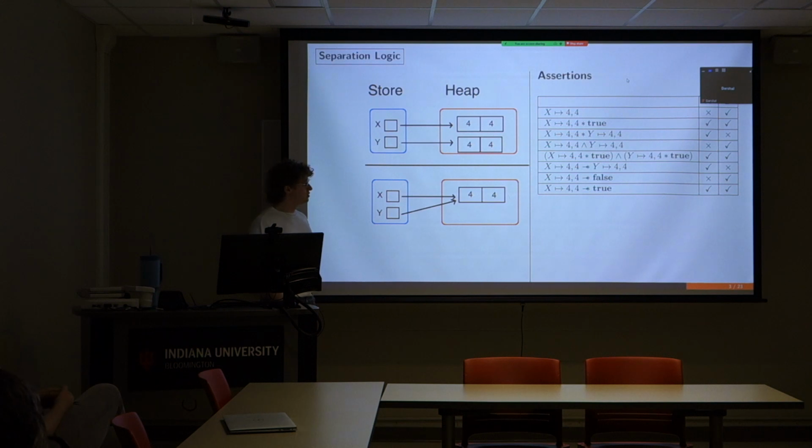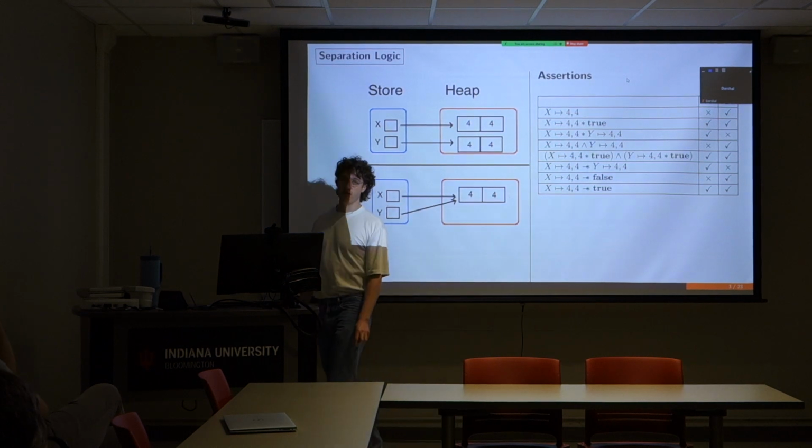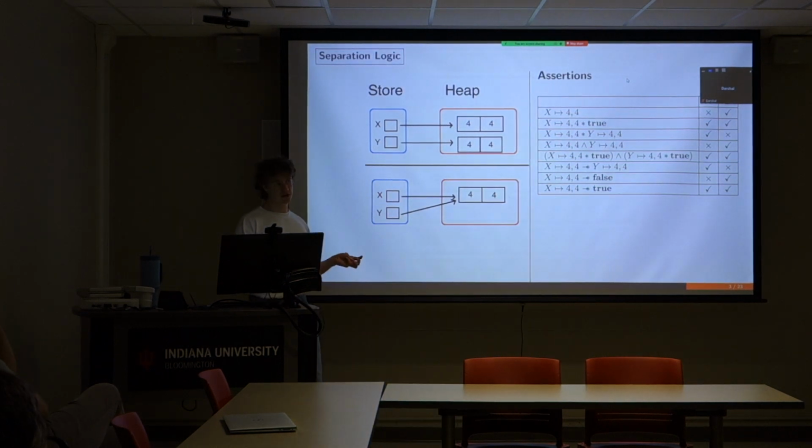Some more interesting examples is the assertion here. So we have two variables x and y pointing to two disjoint parts of the memory, both containing two cells containing the number 1. This is a valid assertion for the top example, but not for the bottom example, because the x and y point to the same part of the memory.